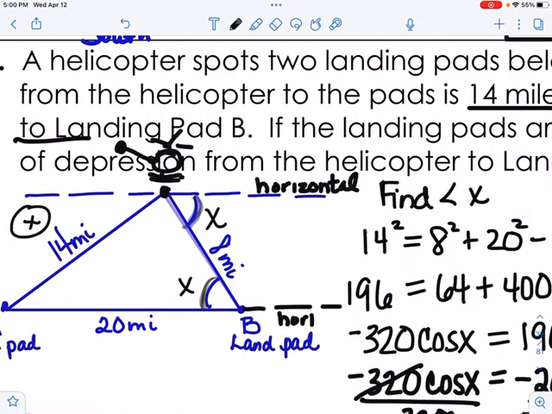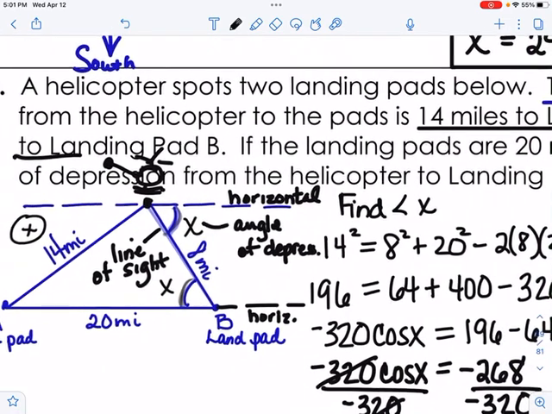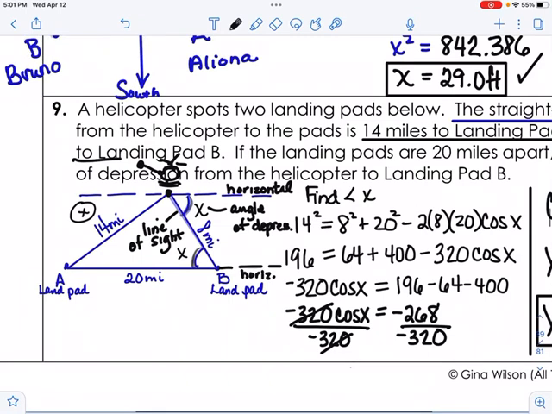So here's a horizontal down here, parallel to the horizontal for the line of depression. So this is your angle of depression, right? It's below the horizontal, and then this 8 miles there is the line of sight, okay? So remember, the angle of depression is between the horizontal and the line of sight, and there you have it, x. So what we have, again, is a triangle.